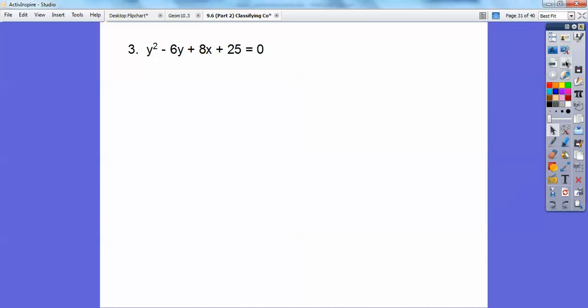Let's do a parabola. Okay, this guy's a parabola because only the y is being squared. So since the y is being squared, I want to get it in this form. Y minus k squared equals 4p times x minus h. Remember, h hangs out with x, k hangs out with y. Okay, I'm going to complete the square with the y's, okay? And then put all the x stuff on the right-hand side. All right, so here we go.